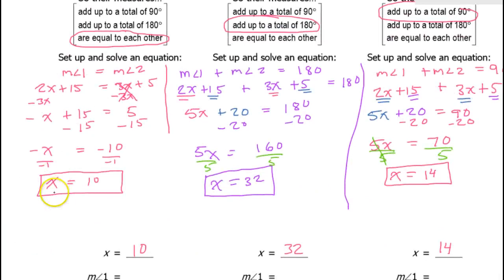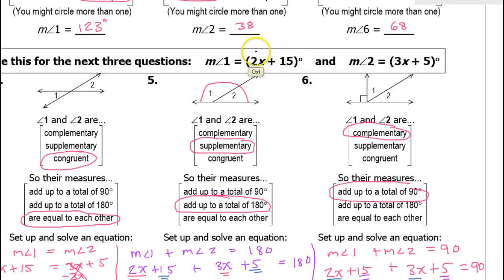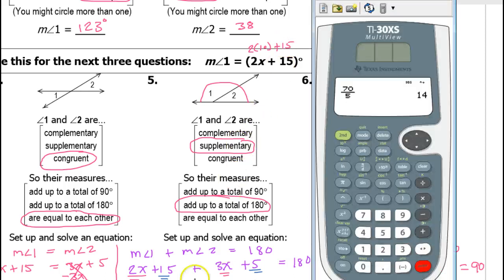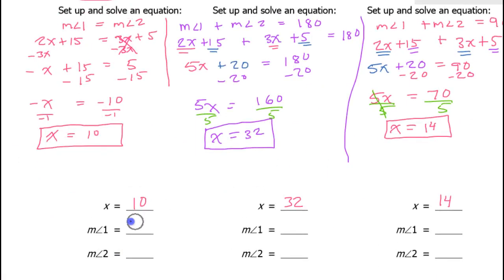Remember that x is 10. So if x is 10, then the measure of angle 1 is going to be 2 times 10 plus 15. So that's 35. The measure of angle 1 is 35.